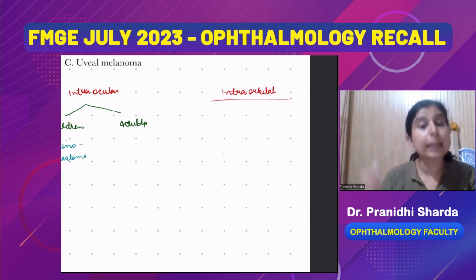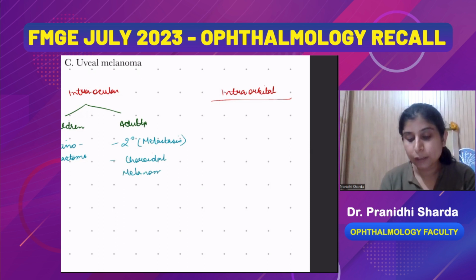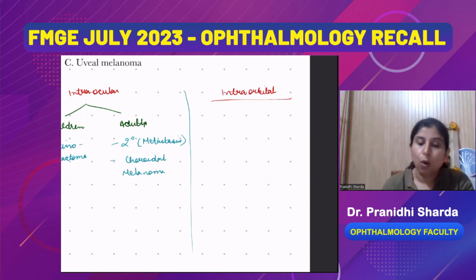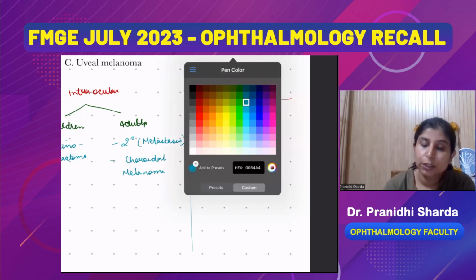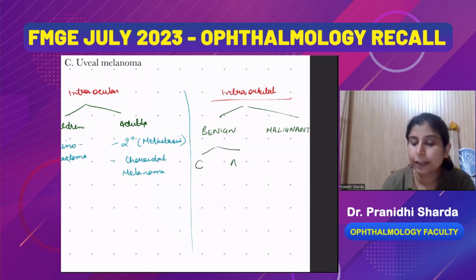Retinoblastoma. In adults, it is basically secondaries, that is the metastasis. But if we talk about the primary malignancy, that will be a choroidal melanoma. Okay. When we talk about intraorbital, we'll again divide it into whether it is a benign tumor or a malignant tumor. Again, we'll divide it into children and adults.